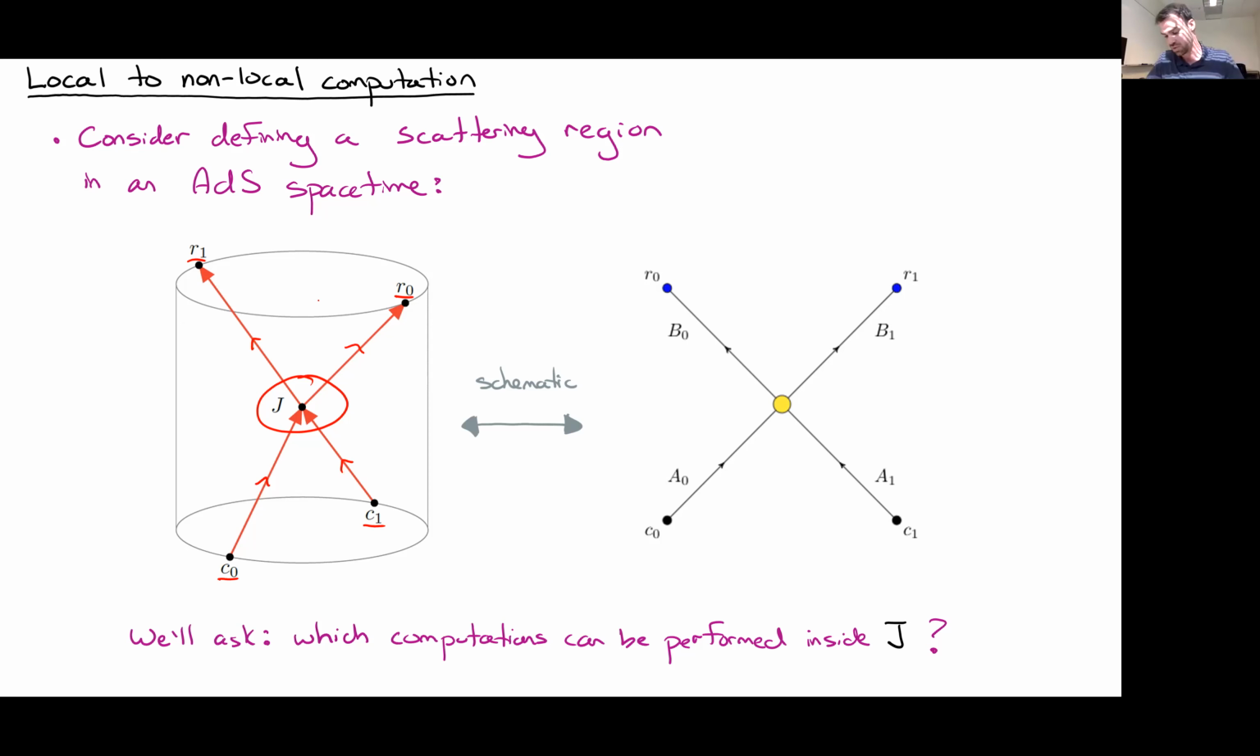I'm also going to summarize this with a schematic diagram like I've shown on the right, which just captures the essential causal features. So here A0 and A1 come in, the yellow dot signifies some computation, whatever happens to them inside of this scattering region, and then they come out again. Computations happening in that form, I'm going to call a local computation. So this is the local form.